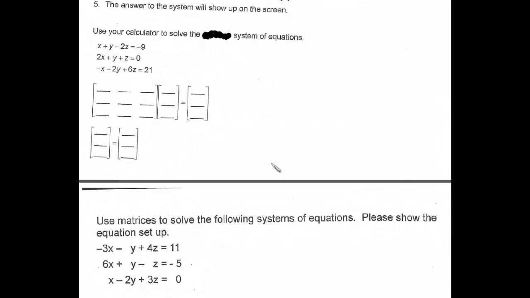Use your calculator to solve the system of equations. First, let's set up our matrix A. The next matrix is the variables, x, y, and z, and it does matter the order. And the third matrix is the right-hand side of the equations. -9, 0, and 21 is matrix B. So I want to solve for x, y, and z.